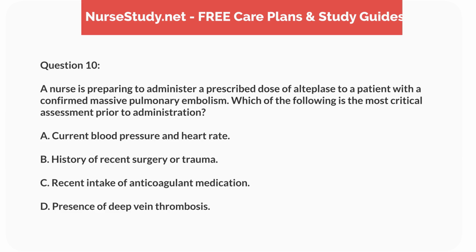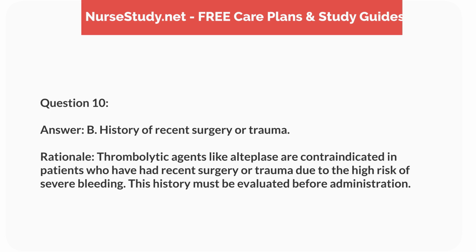Question 10. A nurse is preparing to administer a prescribed dose of alteplase to a patient with a confirmed massive pulmonary embolism. Which of the following is the most critical assessment prior to administration? A. Current blood pressure and heart rate. B. History of recent surgery or trauma. C. Recent intake of anticoagulant medication. D. Presence of deep vein thrombosis. Answer: B. History of recent surgery or trauma.